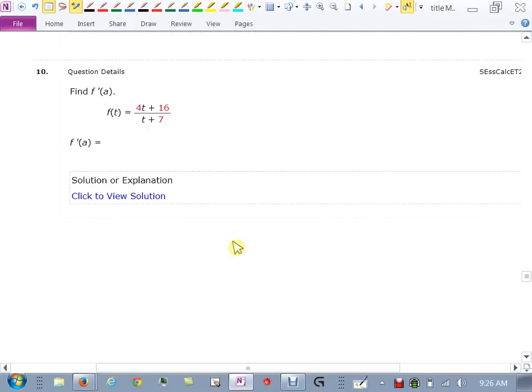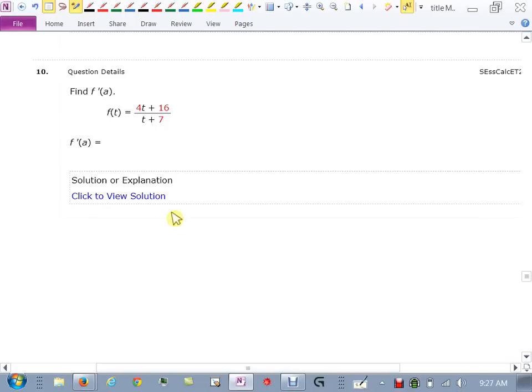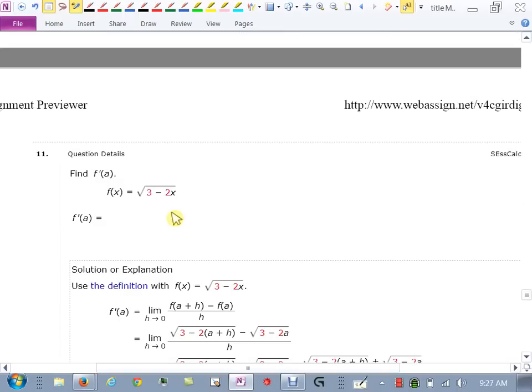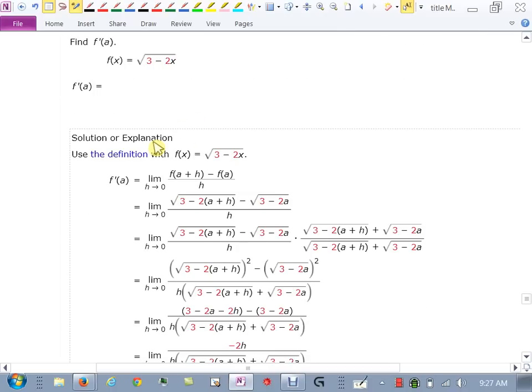Next one, same sort of thing. I'll let you do that yourself. This one, same sort of thing. I'll show you the work here. Here they use the other definition. Okay, they use this one. No, they're using, sorry, same one, h goes to 0.